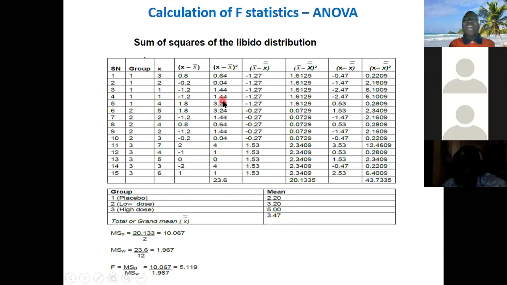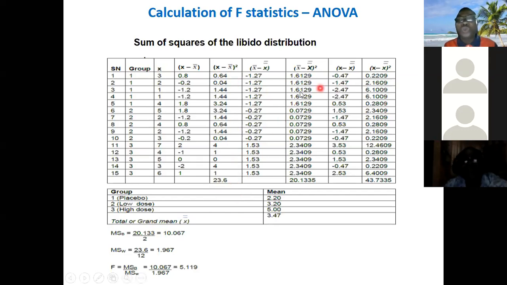But of course, you now square it. What you square now is the difference between the mean of each group and each value in that group. When we sum it, that is the sum of square within. So the answer here is 23.6. Sum of square within is 23.6.